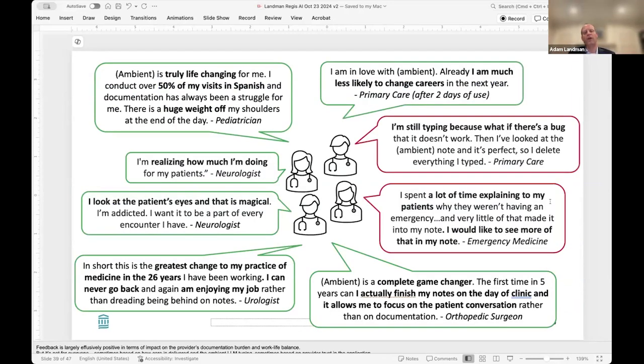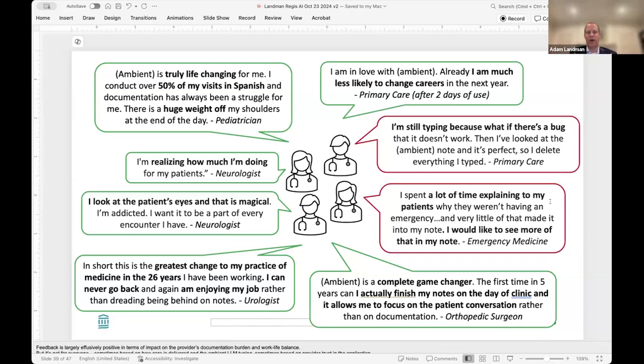And what we found, you can see these are the qualitative results. Some of these are amazing, like the first top left, like the products are truly life-changing. And this person actually conducts 50% of their visits in Spanish, and documentation was a huge challenge, and it took a huge weight off their shoulders. These products can actually work seamlessly in other languages. So if you're using an interpreter, it recognizes the interpreter and it produces the note in English. Or if you're just natively speaking, let's say Spanish or Haitian Creole from the provider and the patient, it will also recognize that and then output an English note.